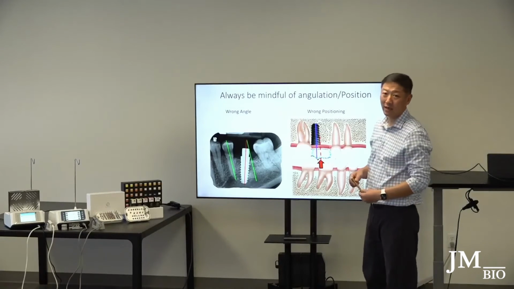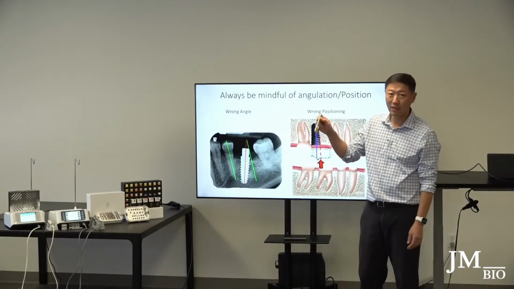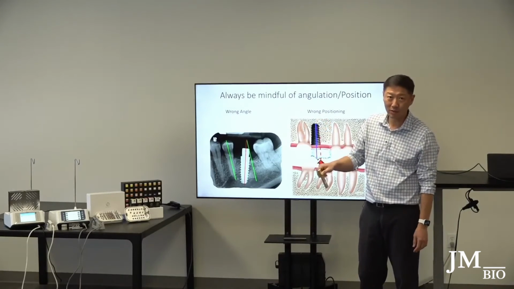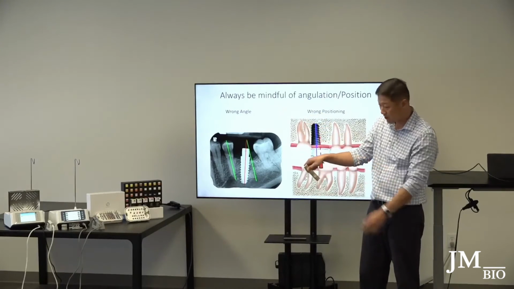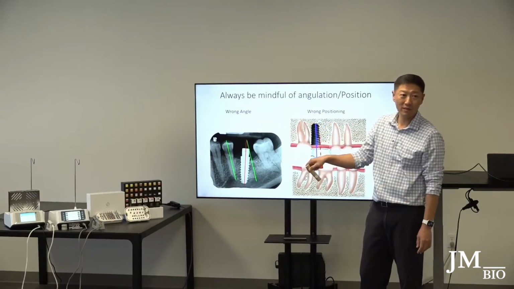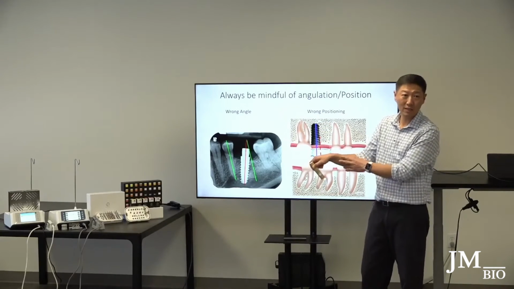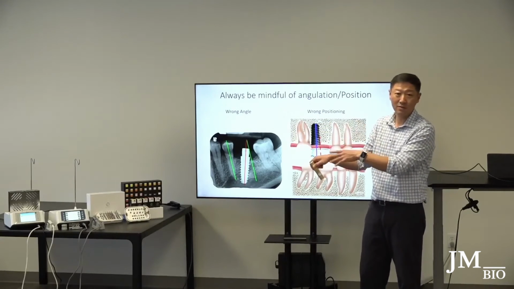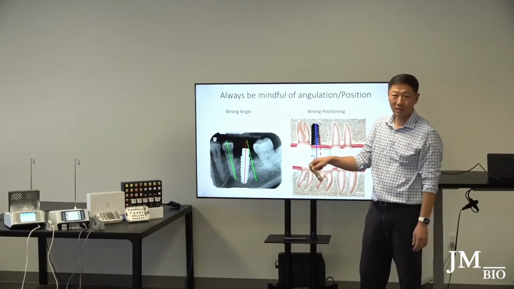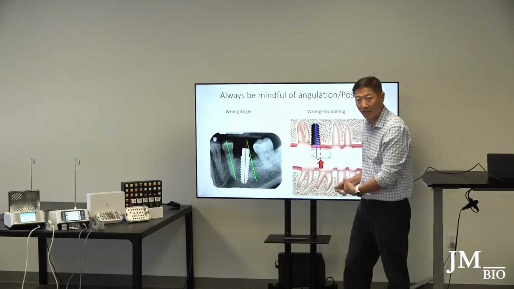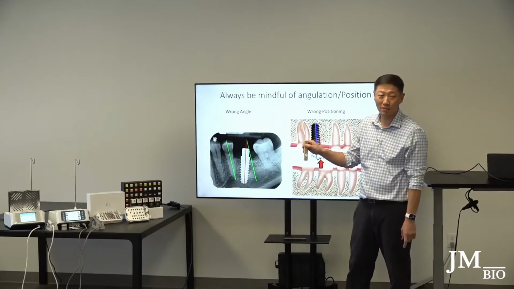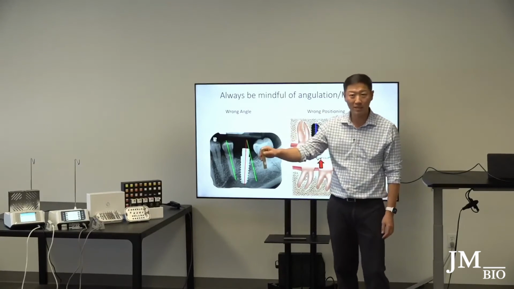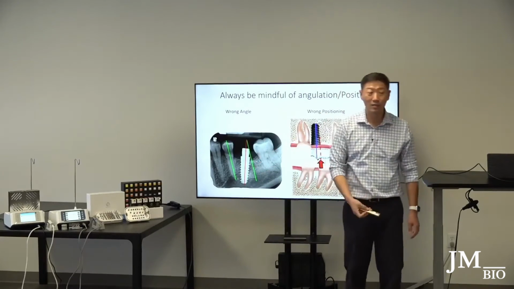When we create the osteotomy, we push, we push, we push. As you push, your angulation starts to deviate. This is just a natural tendency of us, because you don't see in the mouth. On the right side, number 28 is more straight, but I think it was placed way too buccal. It doesn't look right. But number 20, the other side, looks exactly like this. So this is a very common mistake.